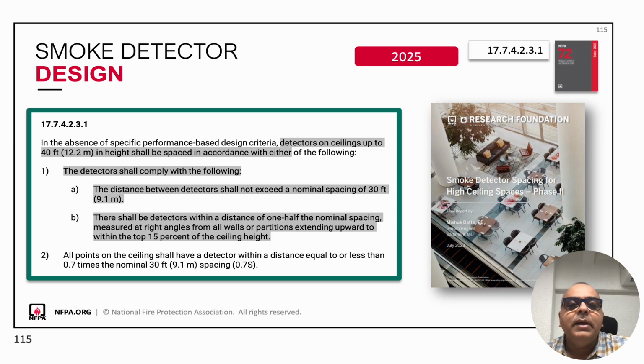Why it matters? The higher ceiling can cause smoke cooling, stratification, and slow activation. These spacing rules help to ensure reliable early detection even before smoke reaches full ceiling height. To summarize everything, for ceilings up to 40 feet, NFPA gives two ways to comply: 30 feet nominal spacing with boundary rules, or a simple 21 feet maximum design radius. Choose whichever works best for you in the layout.